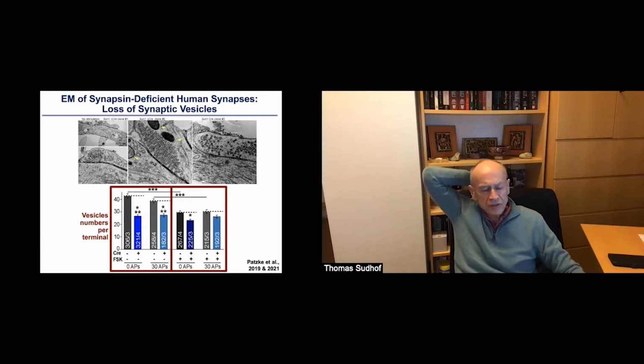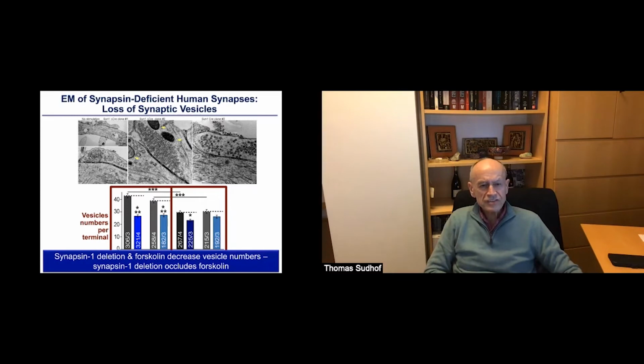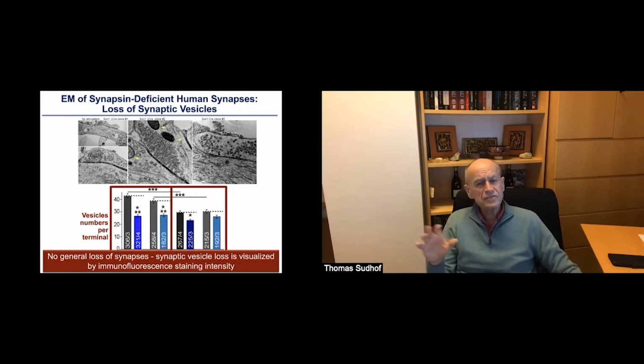And the addition of the deletion of synapsin on top of phosphorylation caused a small but significant decrease, suggesting that phosphorylation alone didn't have the complete effect as does the synapsin deletion. So this shows that synapsin deletion and phosphorylation decrease vesicle numbers. And it also shows that the effect of synapsin gets less, although it's not completely abolished. There's no general loss of synapses. There's this loss of synaptic vesicles. There's no loss of synaptic vesicle protein.